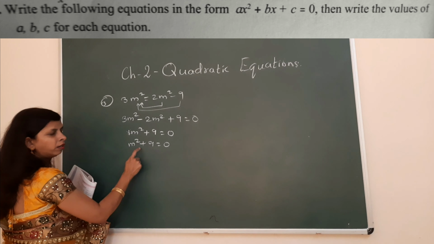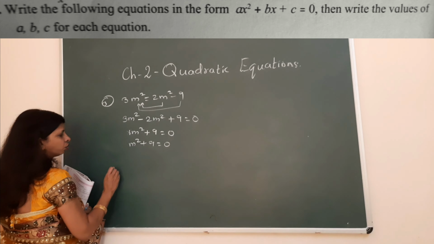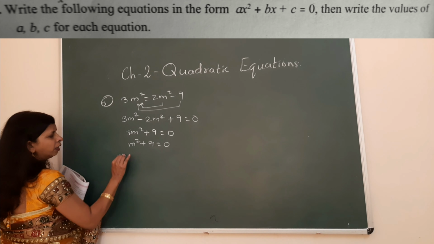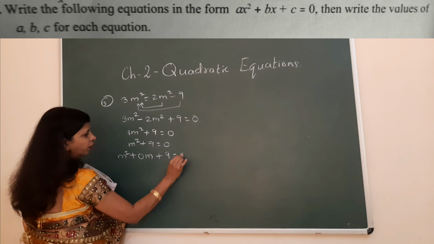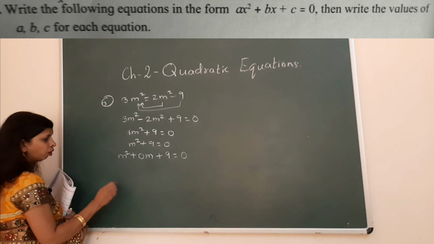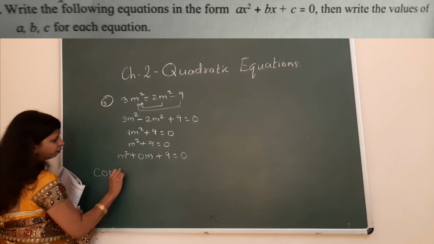Now if you see, one term is missing over here. So how to write this in standard form? m square plus 0m plus 9 equal to 0. Okay. Now compare this.